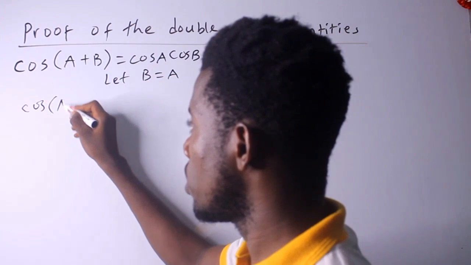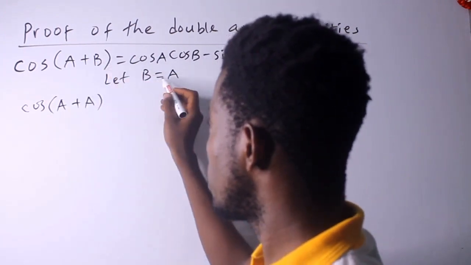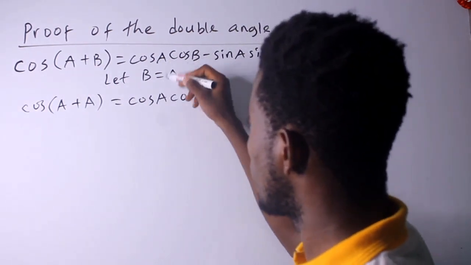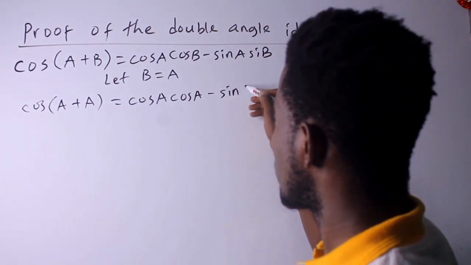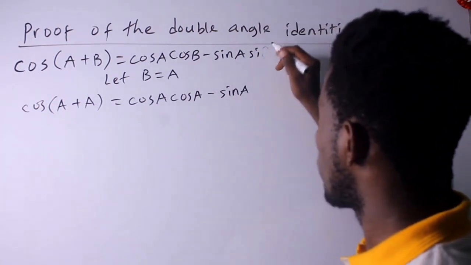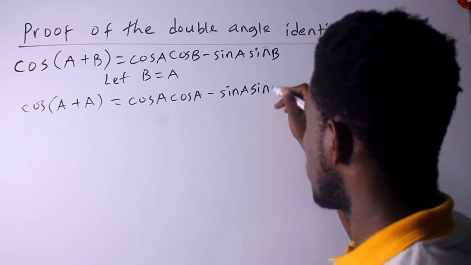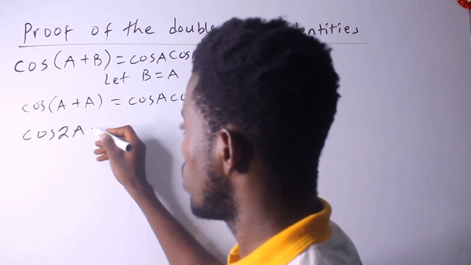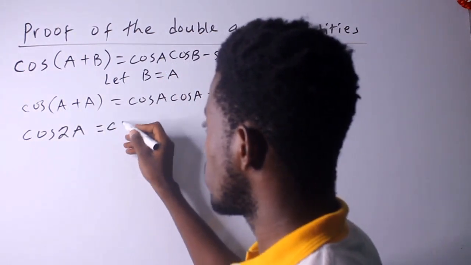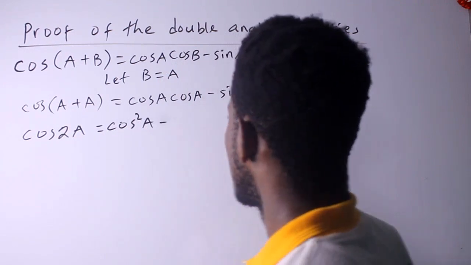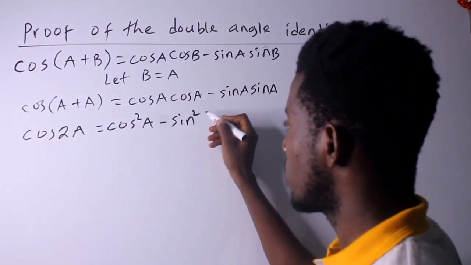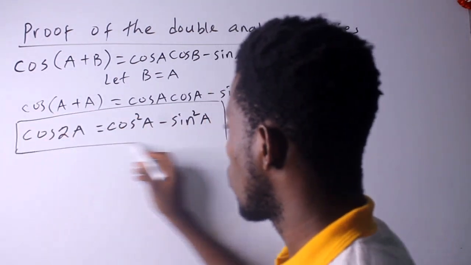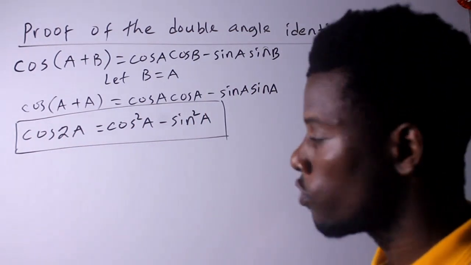So I'll have cos of A plus A. Remember B now is A. It is equal to cos A, instead of cos B, cos A, minus sin A, instead of sin B, sin A. So cos A plus A is 2A. So cos of 2A is equal to cos A times cos A, which is cos squared A, minus sin A times sin A, which is sin squared A. So this is one identity for cosine of 2A. Cosine of 2A has this identity.